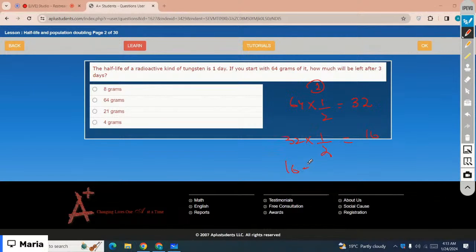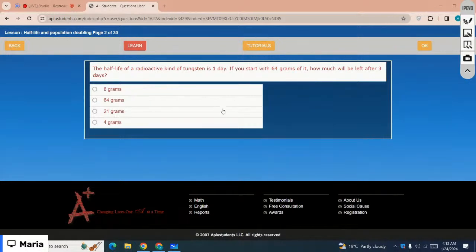Another half: 16 times 1 over 2, that is 8. That means after 3 days you are left with 8 grams of tungsten. Got it? The correct option is 8 grams. You are left with just 8 grams.